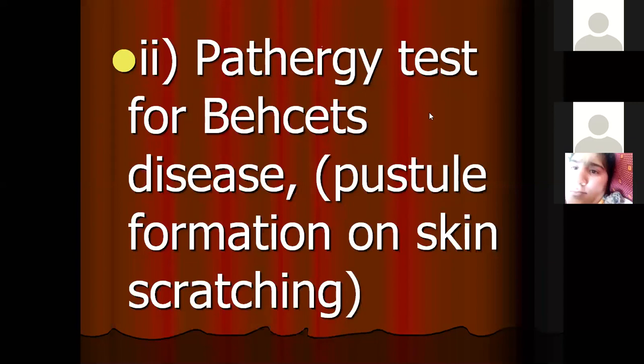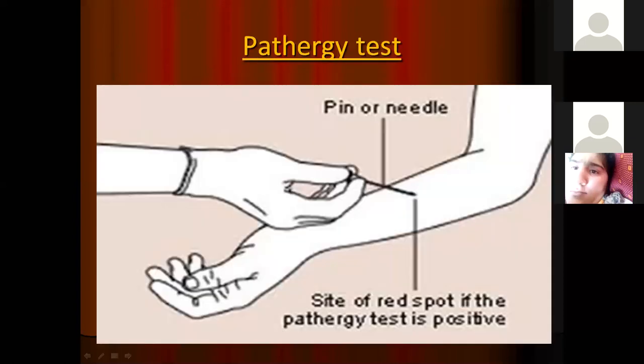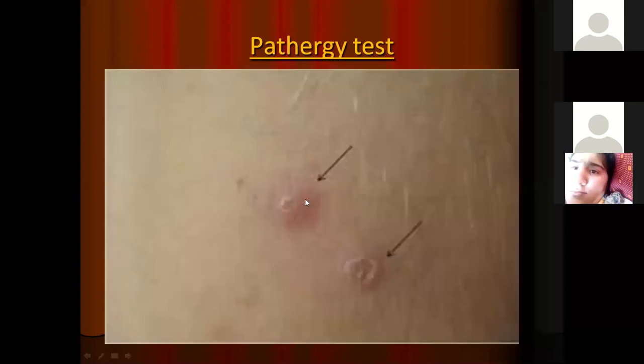Second skin test is called pathergy test, which is done for Behçet's disease. In this test, when you scratch the skin, a pustule is immediately formed. Now you look into this diagram, just scratch the skin and you will see pustules. This is called pathergy test. It is done to exclude Behçet's disease.